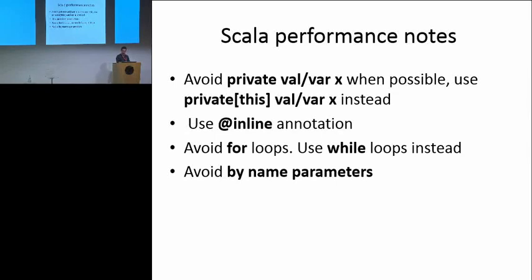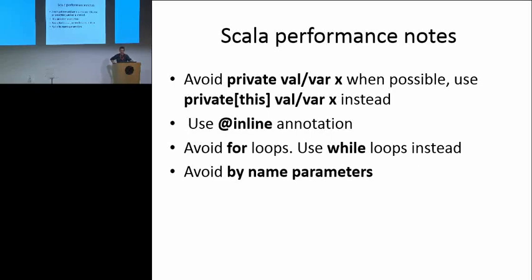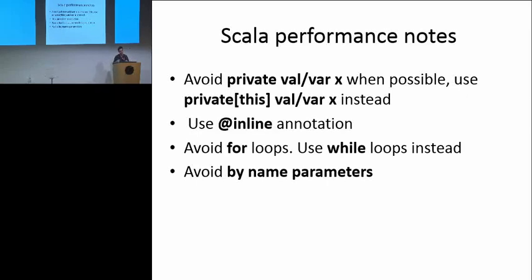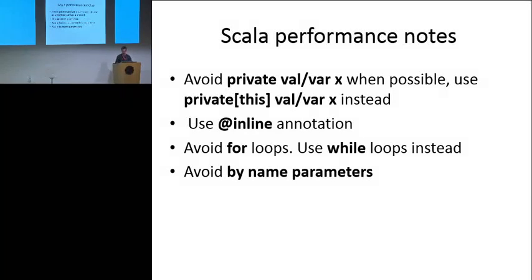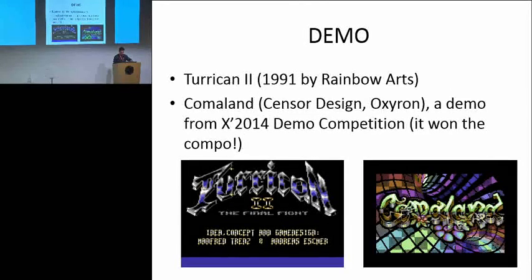Without this private and with the use of private this, I improved the performance by 1 order of magnitude. Then I use inline notation and all the obvious things: avoid for loops, use while, and avoid by-name parameters, because the compiler produces under the covers a lot of stuff that slows down the performance in this context. Okay, very quickly, the demo.